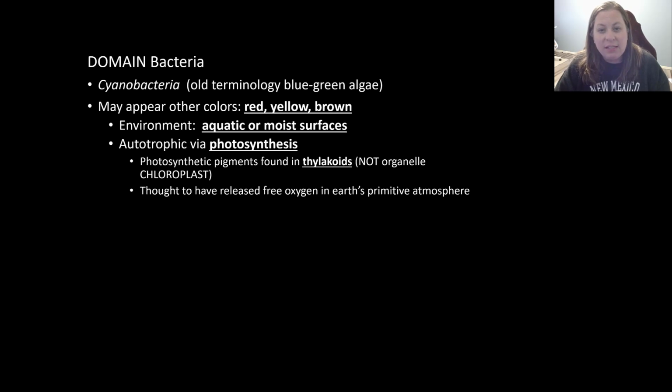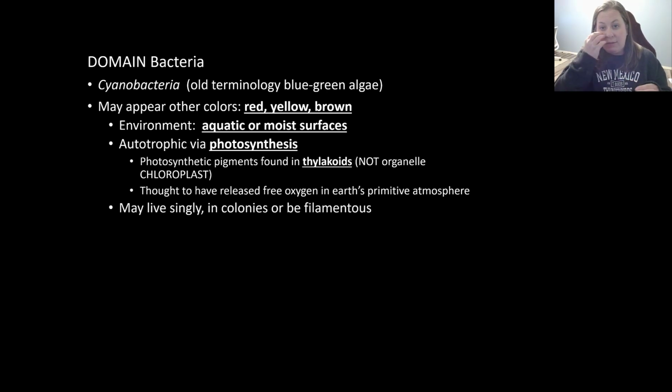We do see that these guys are thought to release free oxygen into Earth's primitive atmosphere. So these guys are really important for oxygen production. Just like trees are important for oxygen production, these cyanobacteria are as well. These guys live singly, or they could live in colonies and make kind of like filaments.